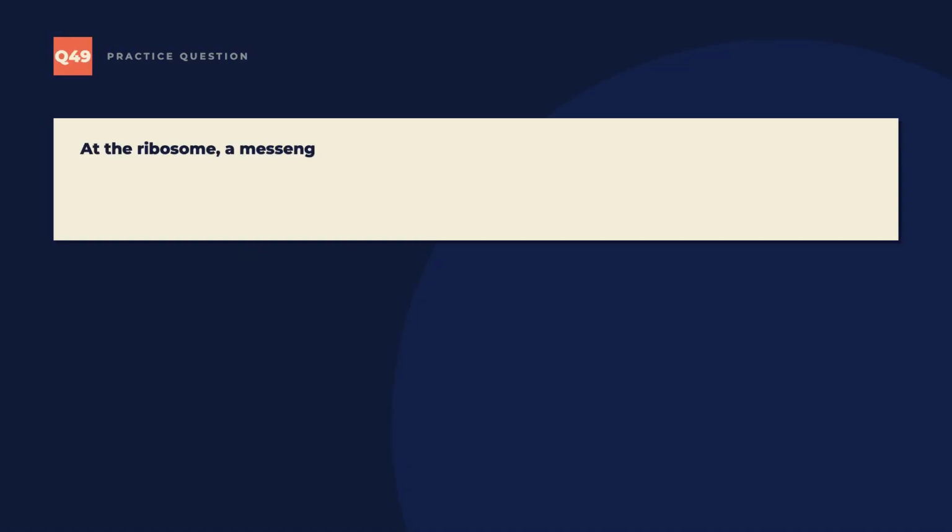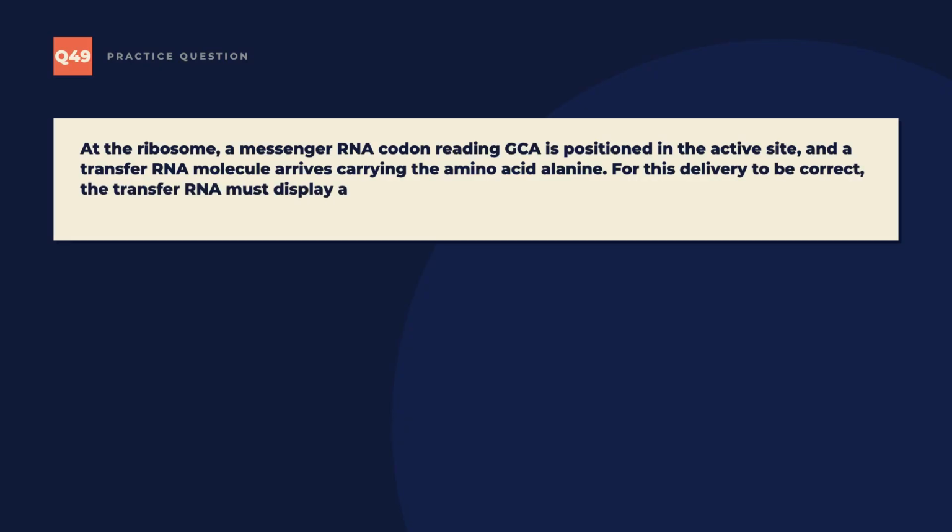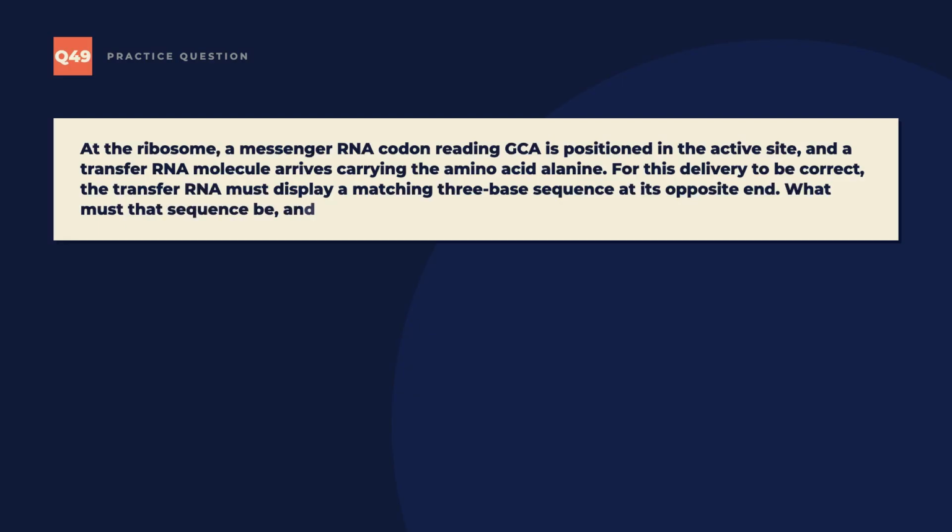Question 49. At the ribosome, a messenger RNA codon reading GCA is positioned in the active site, and a transfer RNA molecule arrives carrying the amino acid alanine. For this delivery to be correct, the transfer RNA must display a matching 3-base sequence at its opposite end. What must that sequence be, and what is it called?